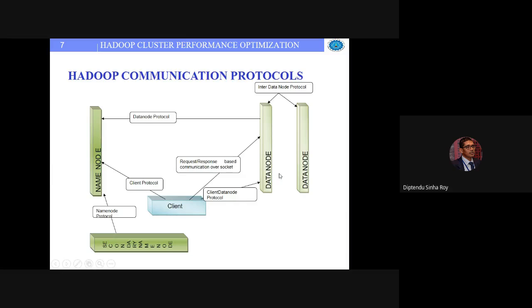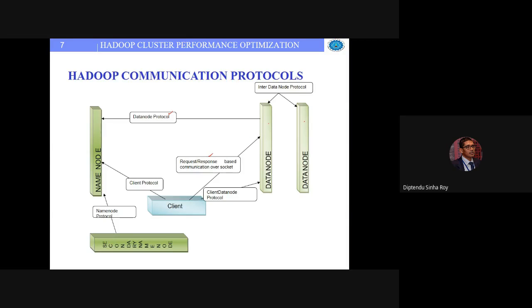There is a client protocol through which first of all the client has to request the name node about what operation it wants to do and on which file. The name node has the entire metadata, so from there it will do a table lookup and find out the exact locations of the data nodes. All those conversions are taken care of by the control mechanism already present in the name node, and then the name node communicates with the data nodes through a data node protocol. Once that is done, a request-response based communication over a socket is established between the client and the data nodes.